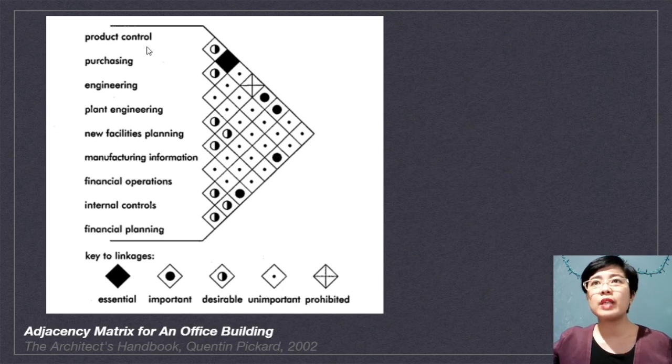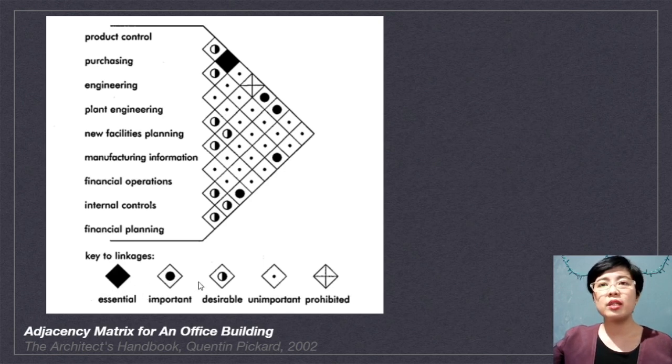Hindi ganun ka-importante. If we're going to look down, if we're going to trace it here, ano yung important na katabi niya? So, makikita nyo dito, importante na malapit siya sa manufacturing information. So, dito, yung linkages niya, to varying degrees, ibig sabihin, essential, malapit na malapit, may direct access, important, pwedeng malapit, as much as possible malapit, parang ganon. Desirable, okay na okay kung magkatabi sila. Unimportant, magkatabi or hindi, doesn't matter.